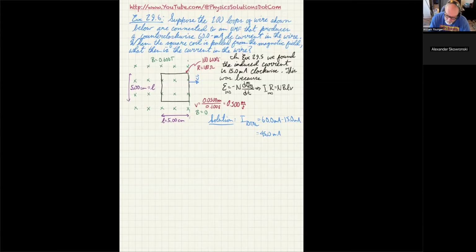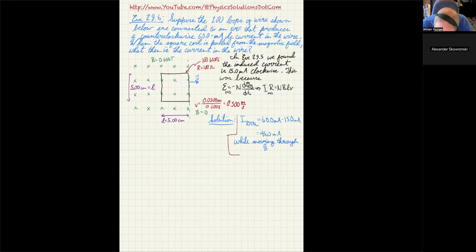It's 45 milliamps while moving through the magnetic field B. So that's part of the answer.